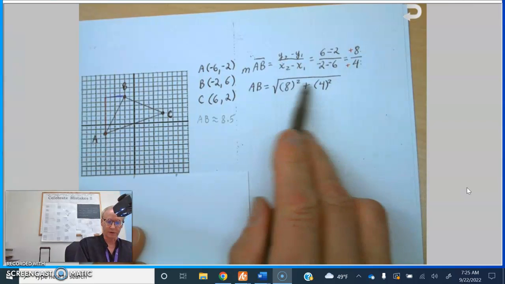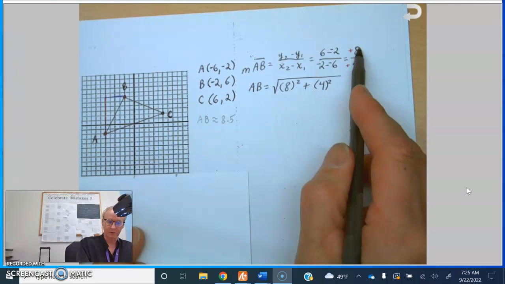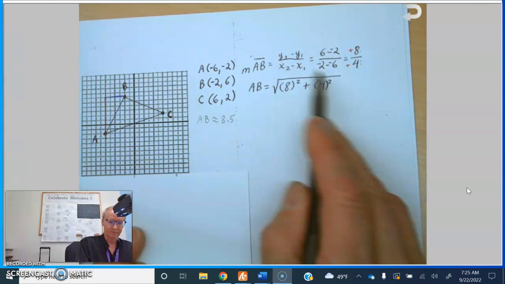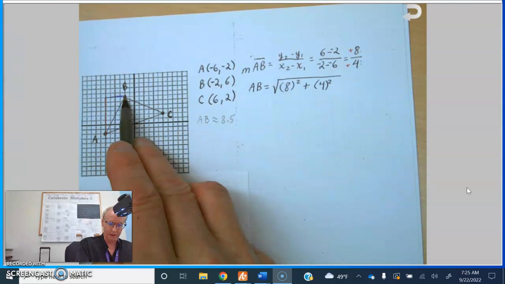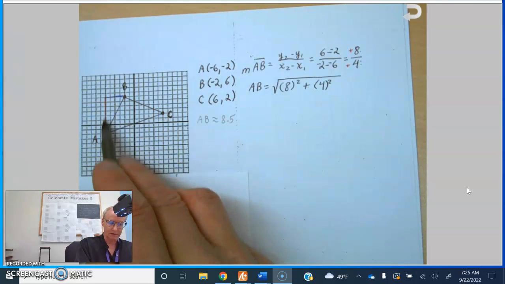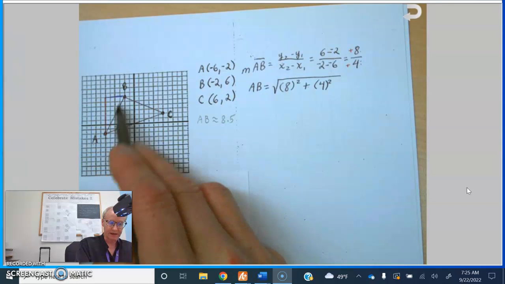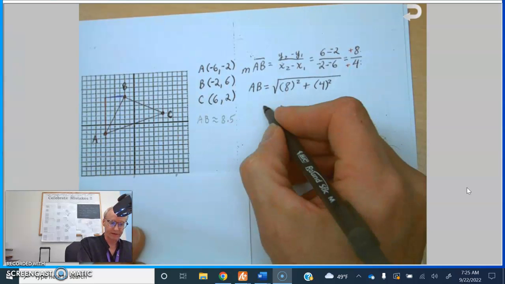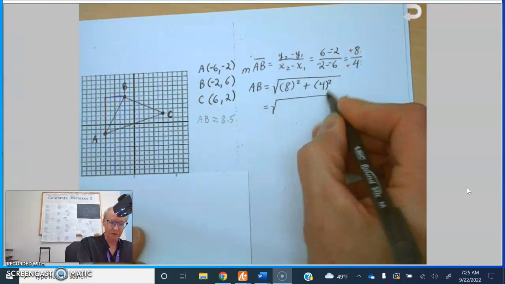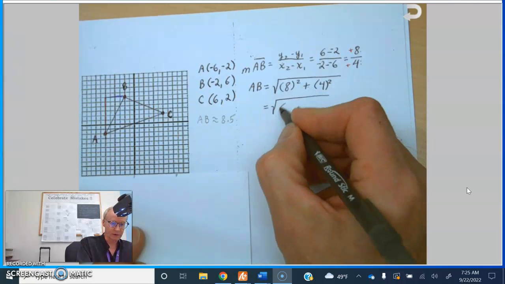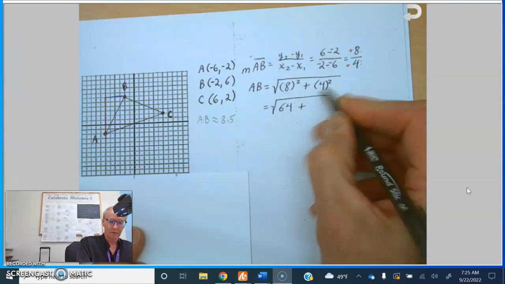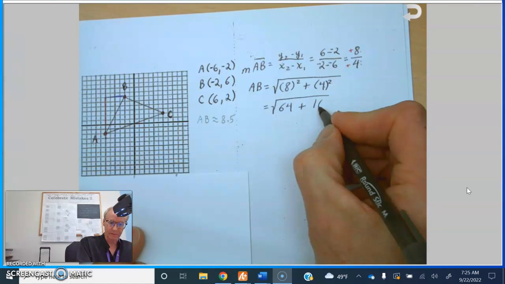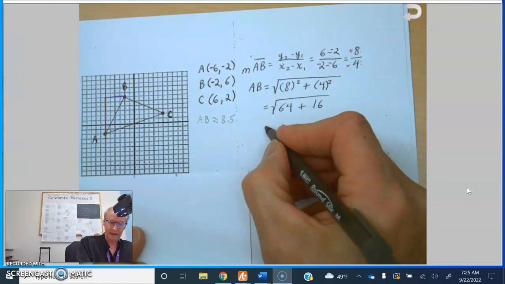And we are going to square these two values. Notice the 8 comes from how far up I went. The 4 came from how far over I went. This right triangle has a hypotenuse AB. There it is. I'm going to simplify this. 8 squared is 8 times 8, which is 64. 4 squared is 4 times 4, which is 16. And when you add these together, you get 80.